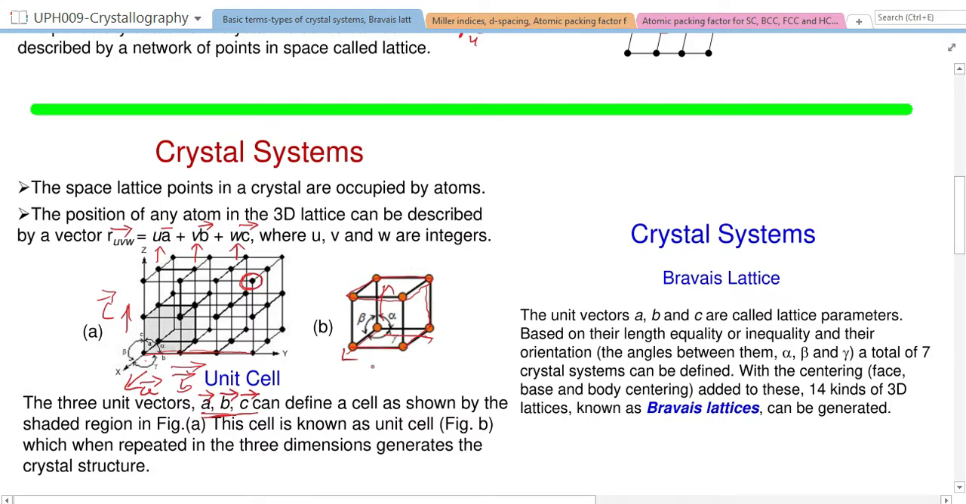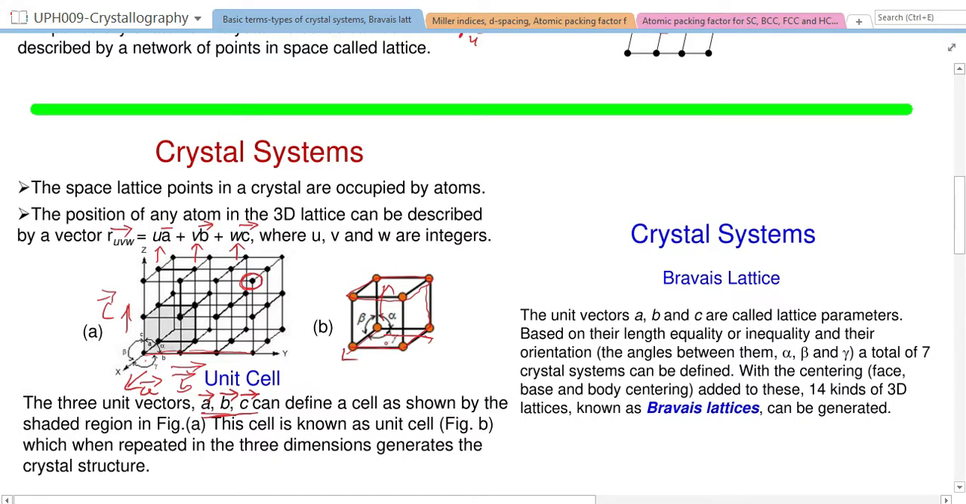So you can move by unit amount in all directions, and then you can reach all of these 8 different points. And again, in this case, the picture is drawn as if this A, B, C are perpendicular to each other, but they may not be. So if you have these angles, alpha, beta, gamma, these 3 different angles to be not 90s, then they will form a non-cuboidal unit cell.